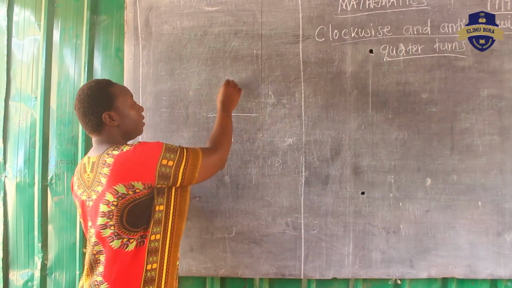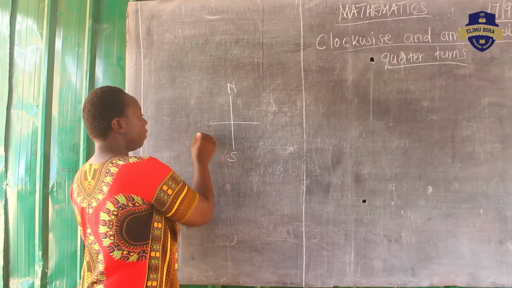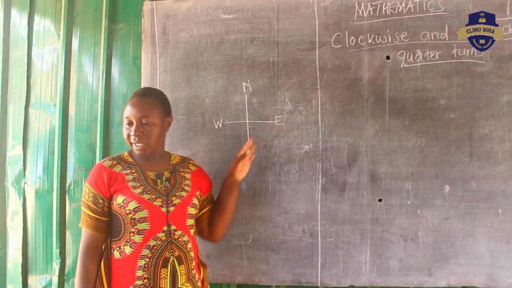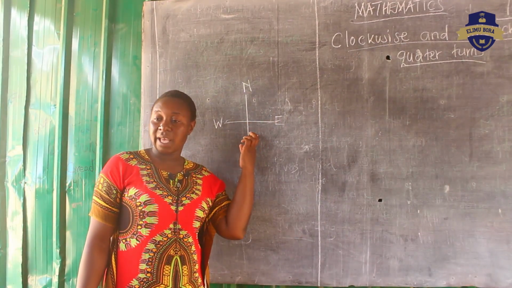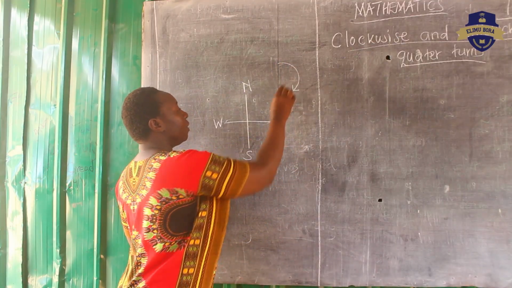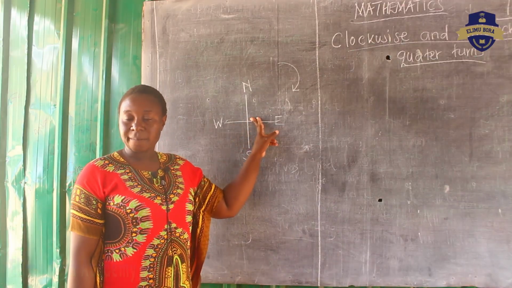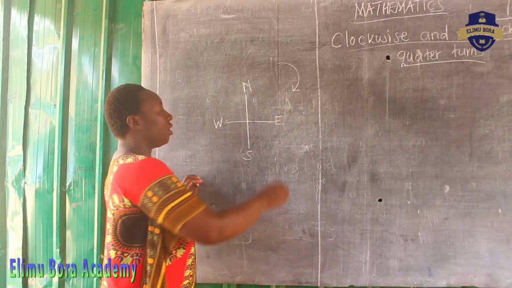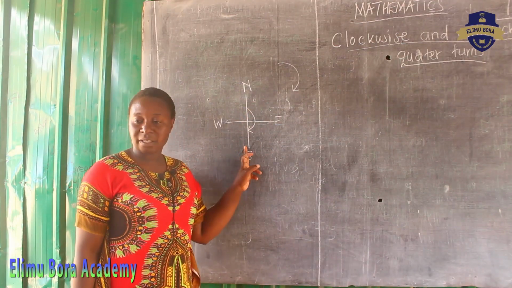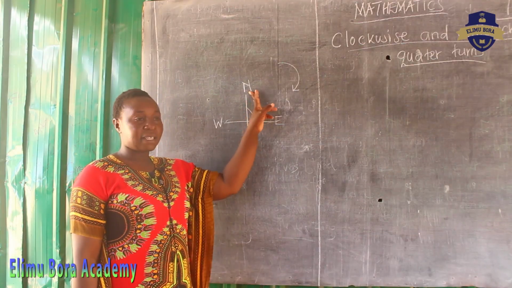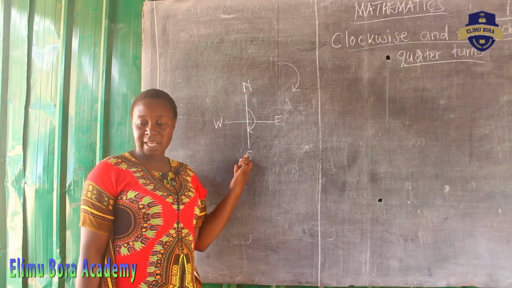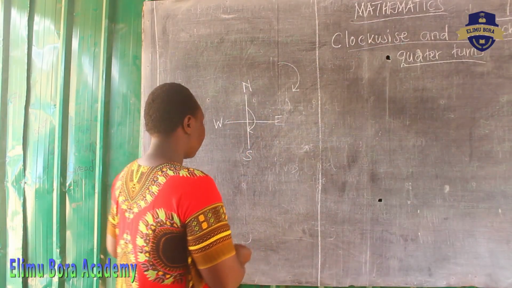Look on the blackboard, everybody. Here we have north, south, west and east. Then you are told to move a half a turn, maybe in the clockwise direction. So clockwise direction, we are moving like that. When you are standing at north and you are making a half a turn in the clockwise direction, you will move like this, then you find yourself there. So where are we facing now? South. So when you make a half a turn in the clockwise direction from north, you will be facing south.